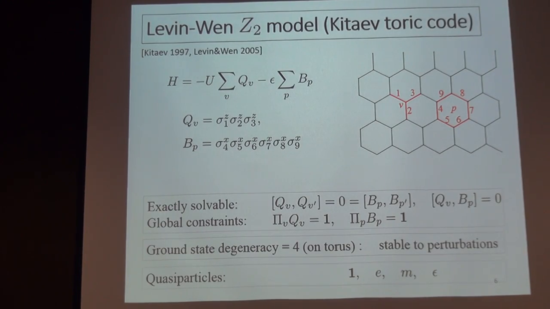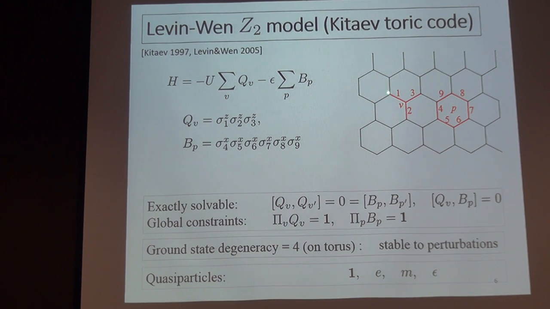So first, what is the Levin-Wen model? I will introduce the simplest example, the Z2 model. It is also known as Kitaev's toric code model, or the Z2 gauge theory. The Hamiltonian has two terms, and the Hilbert space is defined on a two-dimensional lattice. It can be defined on a square lattice, but for the purpose of generically defining the Levin-Wen model, we use a trivalent graph.